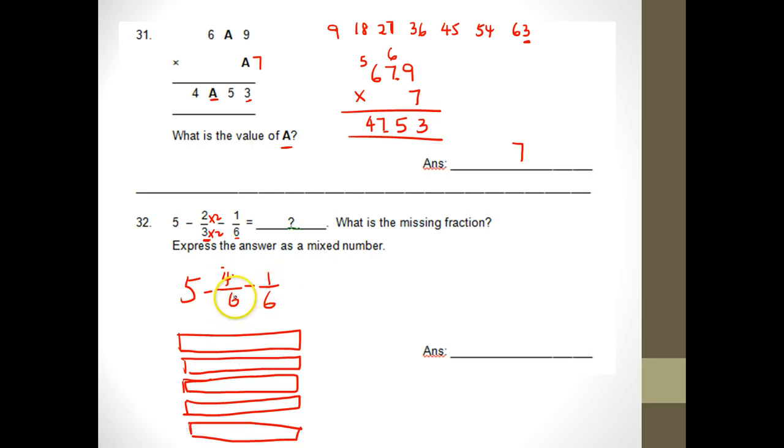I need to minus 4/6 and 1/6. So I need to cut into 6 equal parts. 1, 2, 3, 4, 5, 6. First, I must minus 4/6. So I cut 1, 2, 3, 4. Then I minus 1/6. So I'm left with 1, 2, 3, 4 whole and 1/6. So my answer is 4 whole and 1/6.